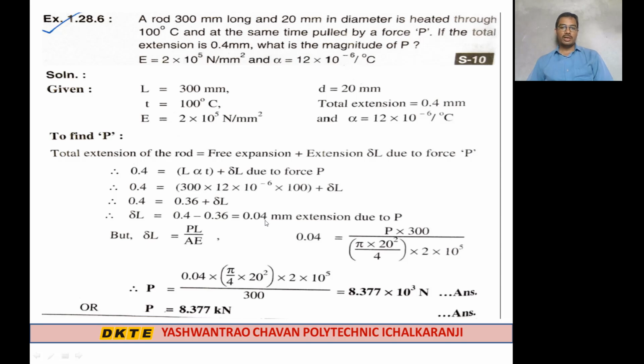Put this value in the change in length formula, that is DL is equal to PL upon AE. We know DL is 0.04, P we have to calculate, L is equal to 300, A is equal to pi by 4 d square and E is equal to 2 into 10 raised to 5. After solving this equation, we will get the value of P is equal to 8.377 kilo Newton. This means in such a type of problem we have to use free expansion L alpha T and expansion due to load, that is PL upon AE.